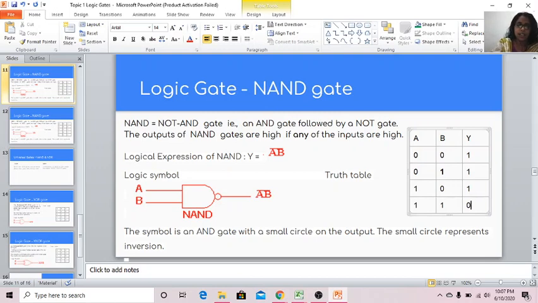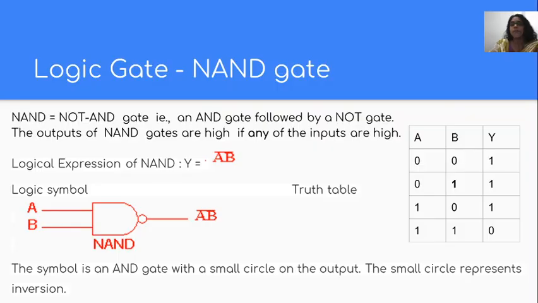You got it, my dears? That is the inversion of AND. The input 0 0 gives 1. 0 1 gives 1. 1 0 gives 1. And for AND gate we have 1 1 gives 1, but here it is 0. So this is AND gate followed by a NOT gate, and the small bubble indicates the inversion process.